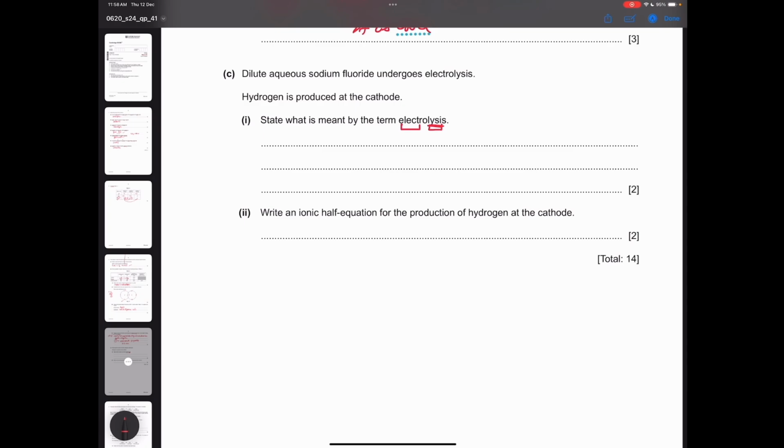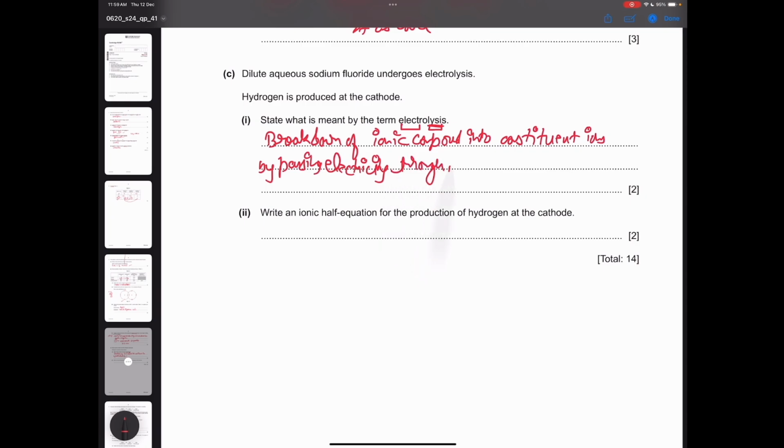So electrolysis simply means breakdown of ionic compound into constituent ions by passing electricity through it in molten or aqueous state. I understand you might not be able to understand what I'm writing, but just hear me out properly. I'll repeat again. Breakdown of ionic compound into constituent ions by passing electricity through it in molten or aqueous state. This is what you need to mention.